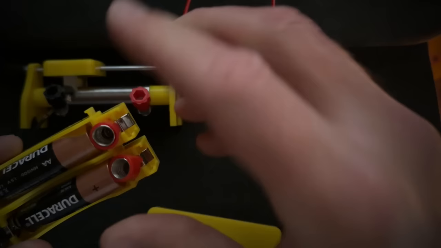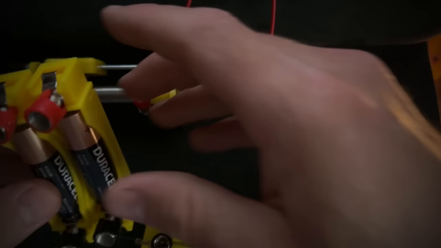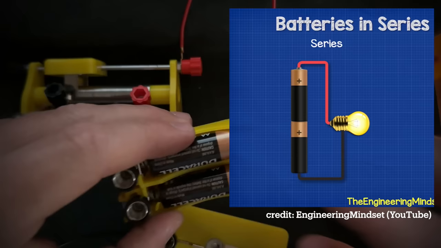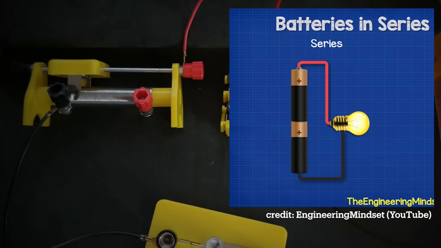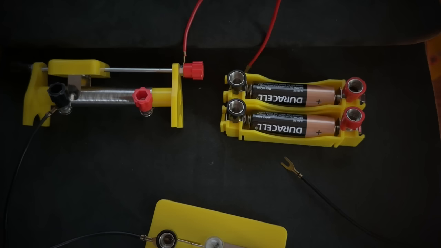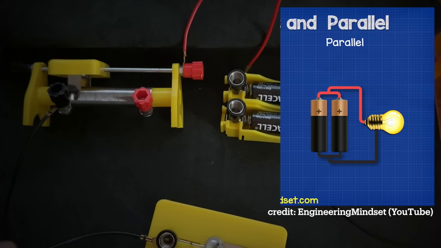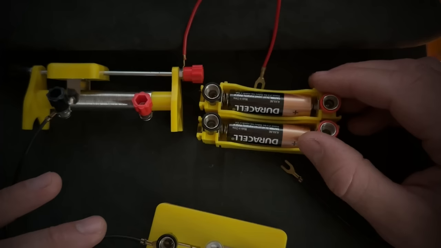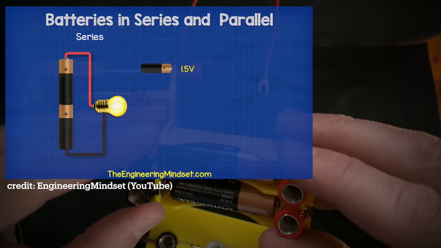So the way batteries work is if you stack them in series, so if you stack them positive to negative to positive to negative, it sums the batteries' voltage. And then if you put them in parallel where both their positive sides are on the same node and it's completing the circuit, it's just going to be the same voltage across the circuit, but I think it's going to double the current.